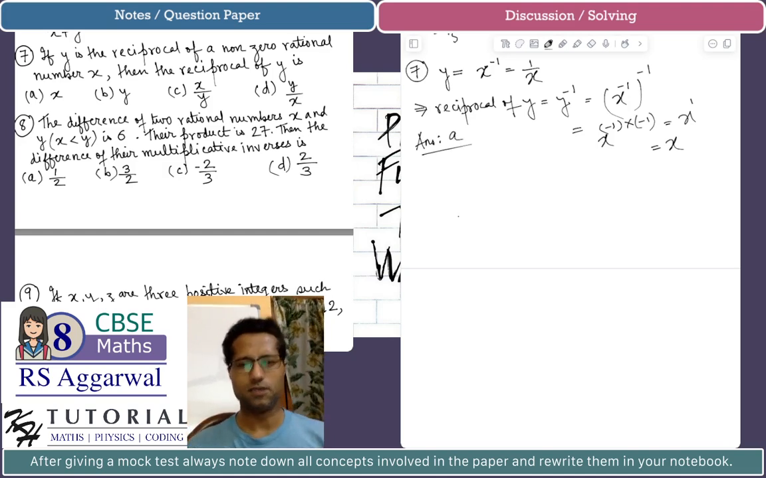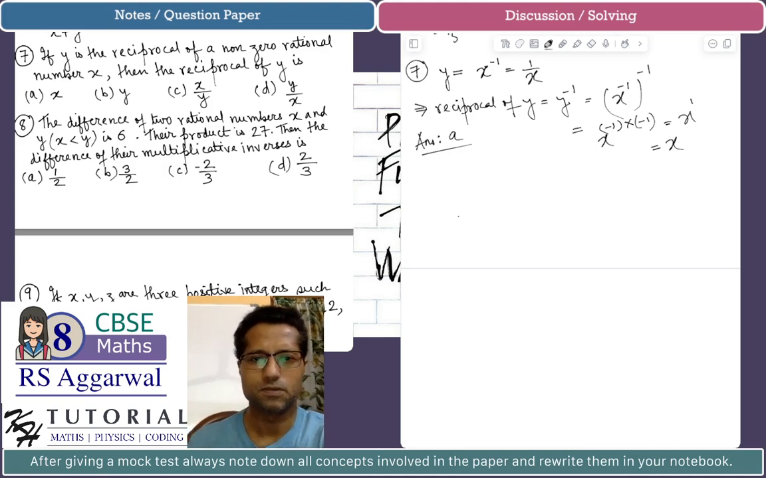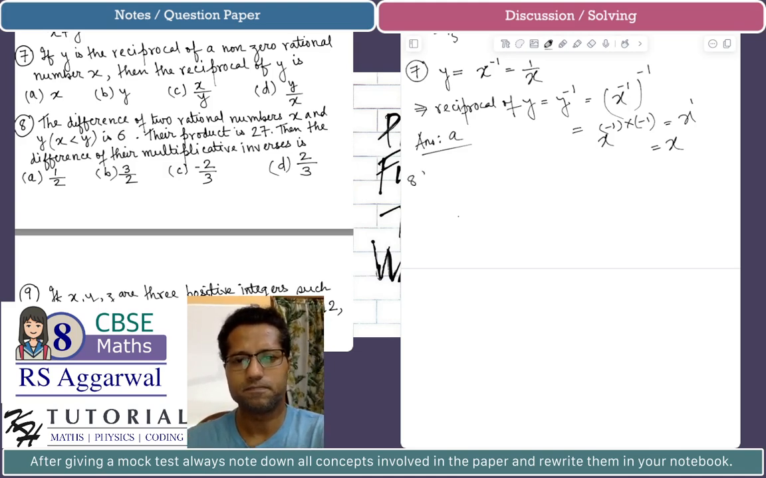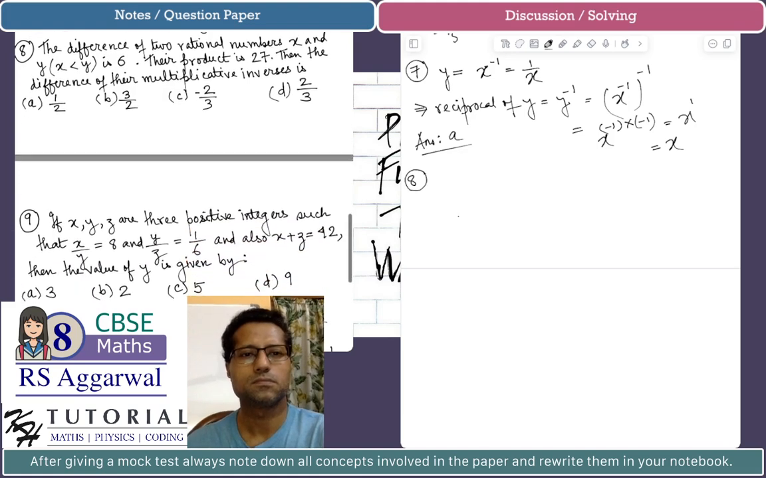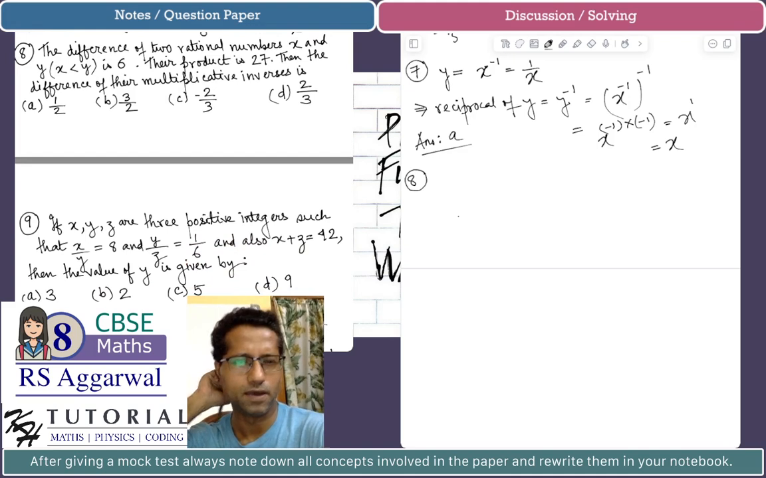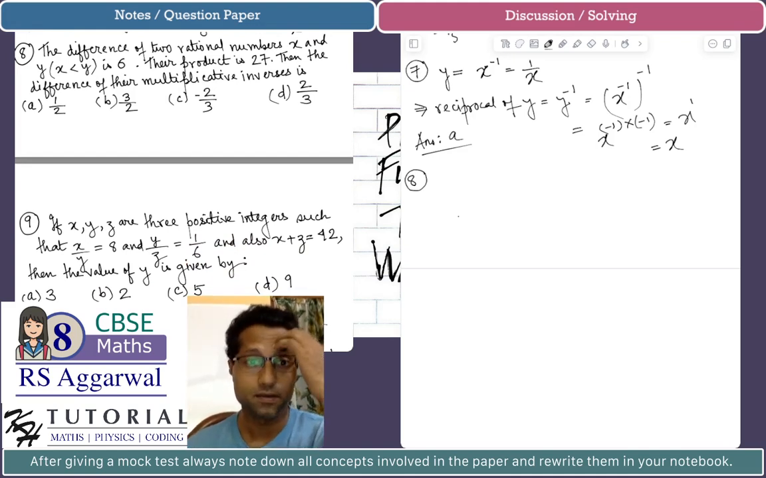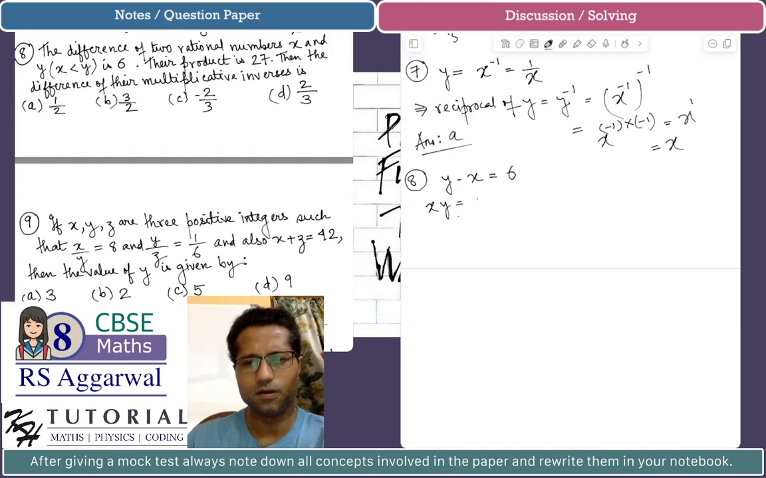Even though this problem was relatively easy, it checks your concept about reciprocals or multiplicative inverse. Okay, let's do problem number 8. The difference of two rational numbers x and y, where it is given x is less than y, is 6. So it is given that y minus x equals 6. Their product is 27. Okay, so xy is given to be 27.